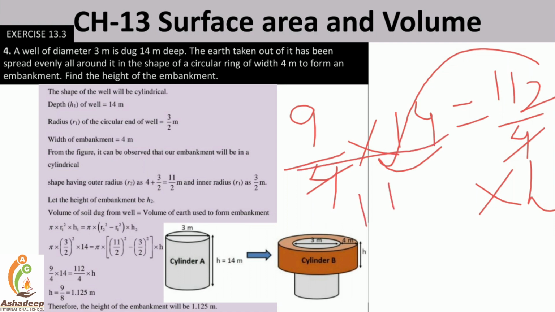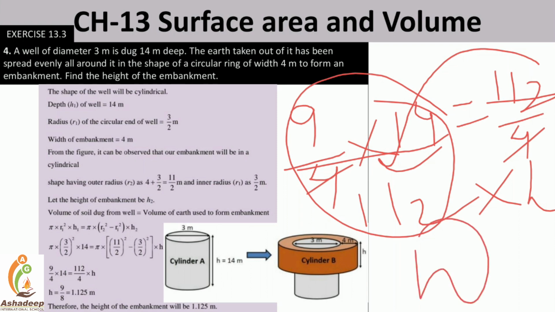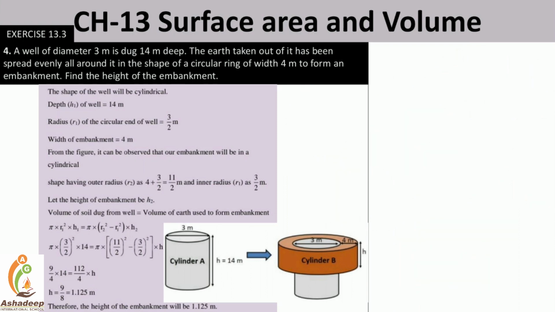So now we need to simplify this and we'll get the value of h. So h is nothing but 1.125 meters. So this sum is somewhat important. Why? Because this gray part is converted into this orange part, so the volumes remain the same.